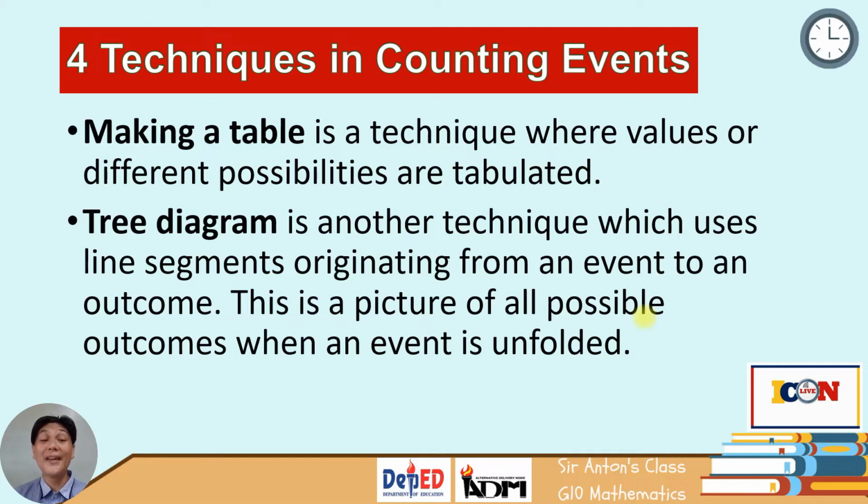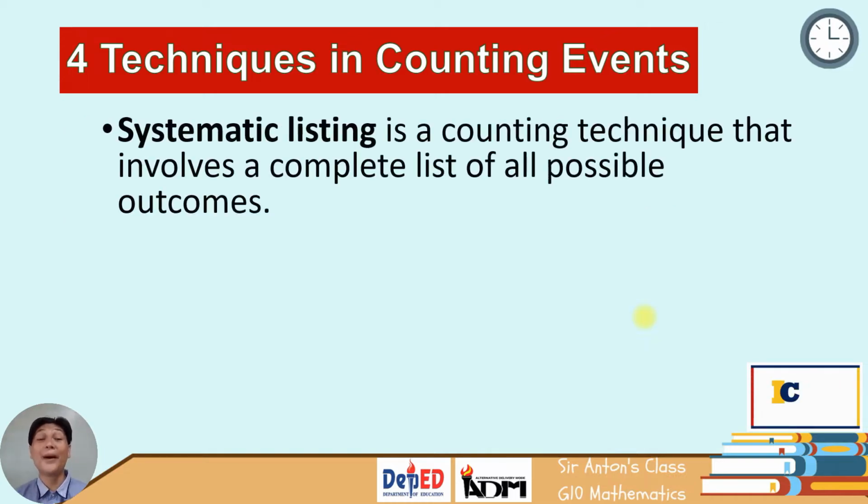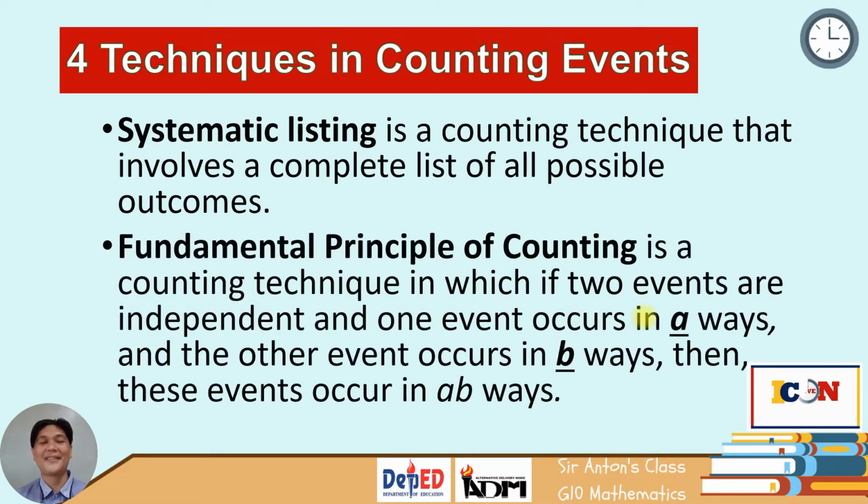2. Tree diagram is another technique which uses line segments originating from an event to an outcome. This is a picture of all possible outcomes when an event is unfolded. Number 3, systematic listing is a counting technique that involves a complete list of all possible outcomes.